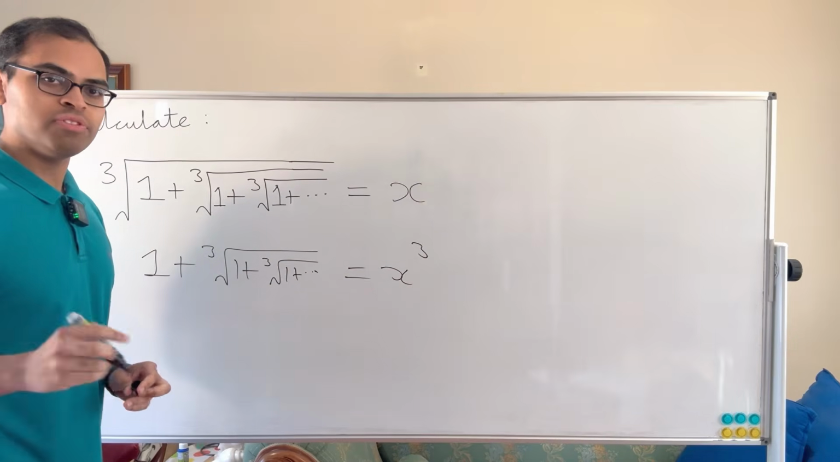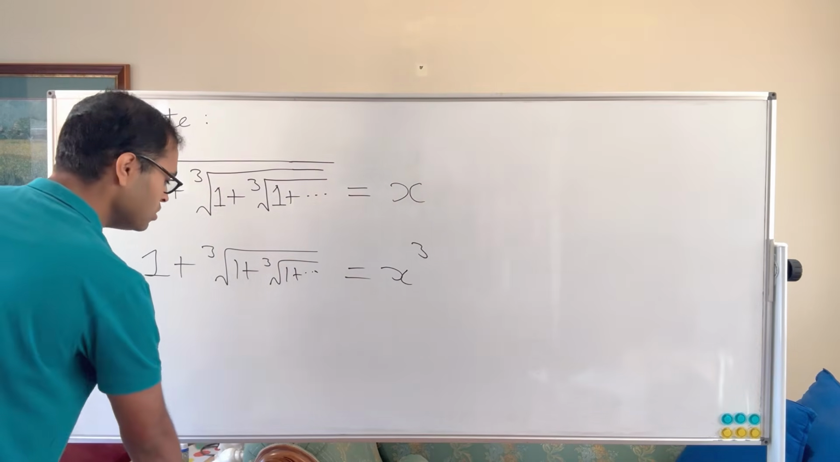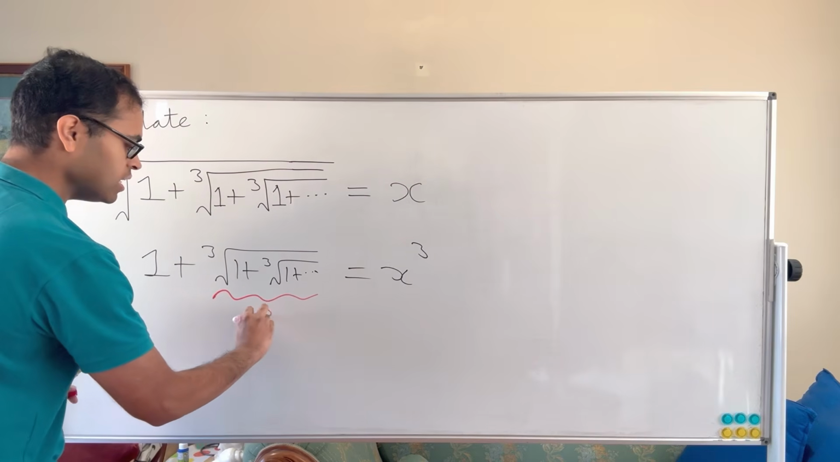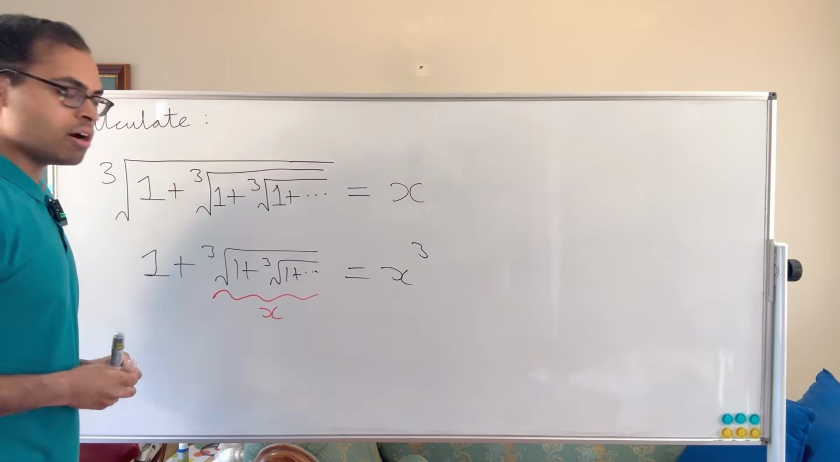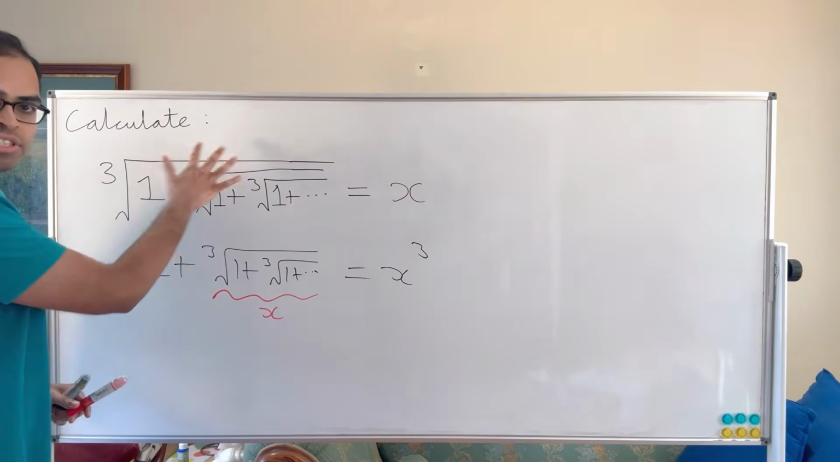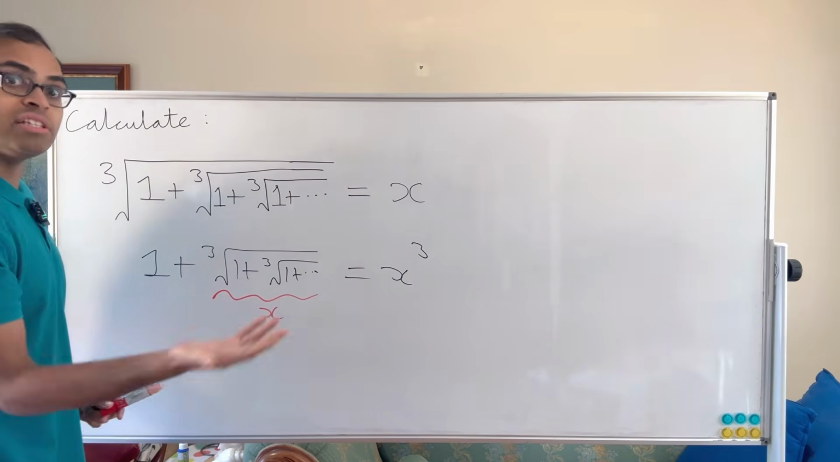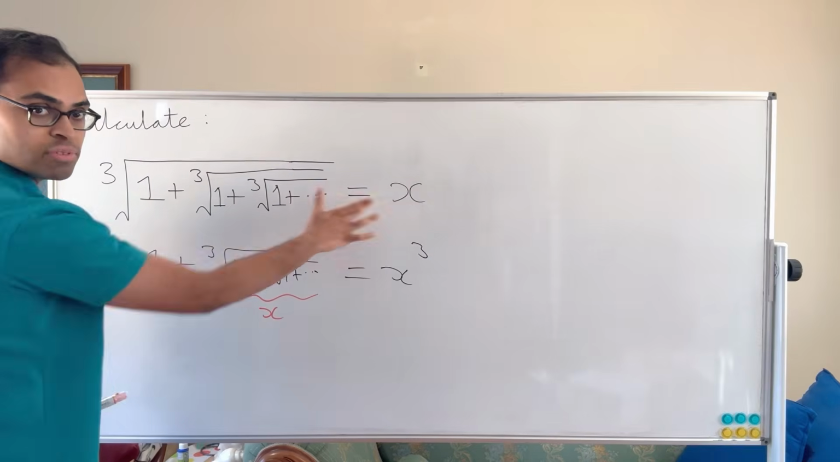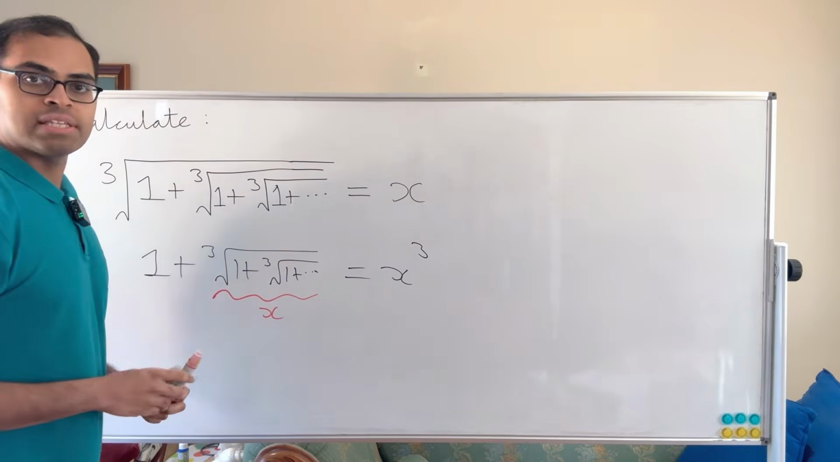And what's so beautiful about this is if you notice what we have left here in this infinite nested cube root, it is actually just x, right? Because we have an infinite number of these cube roots. You delete one, you still have an infinite number of these cube roots. So this quantity is literally just x that we see up top. So we get 1 plus x is x cubed.